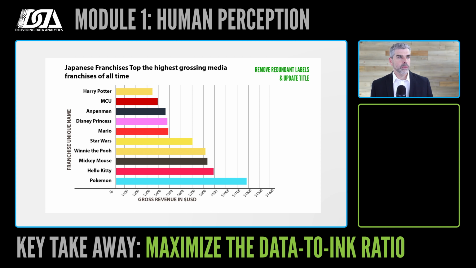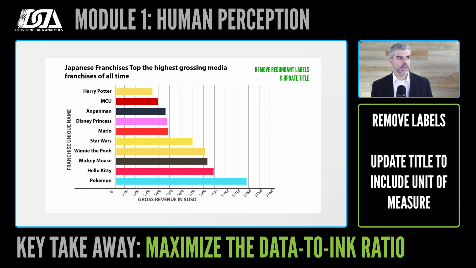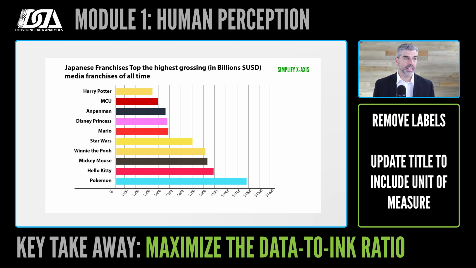Now we're going to do something else here. We're going to get rid of some redundant labels. Now look down the bottom, we got rid of gross revenue in USD, and on the left, on the y-axis, we got rid of franchise unique name. It's a terrible label, right? So it does nothing for us. It's in the title, right?